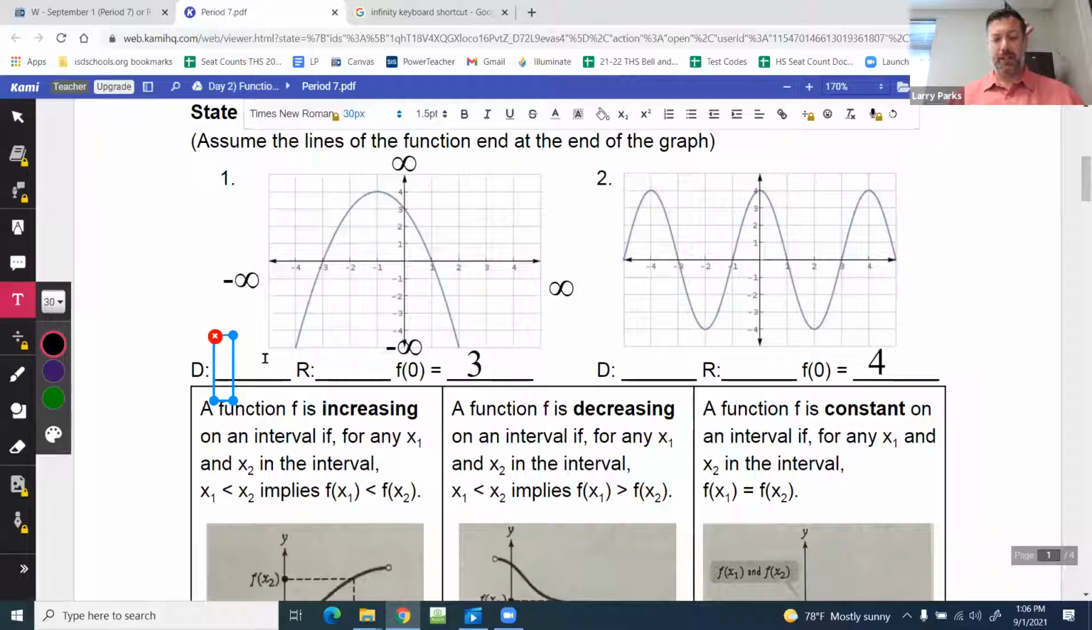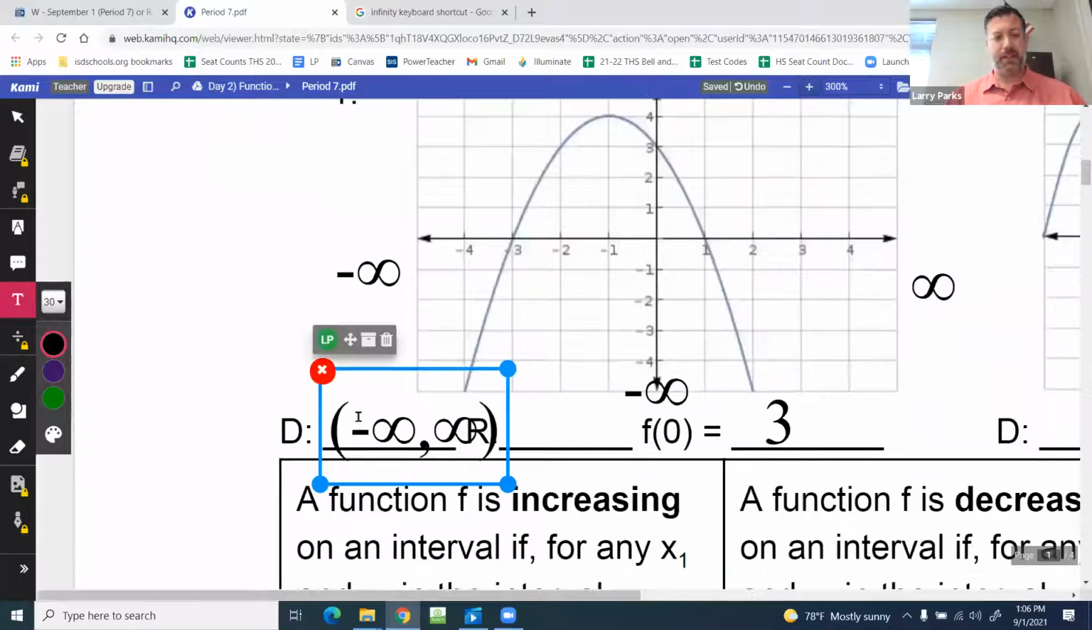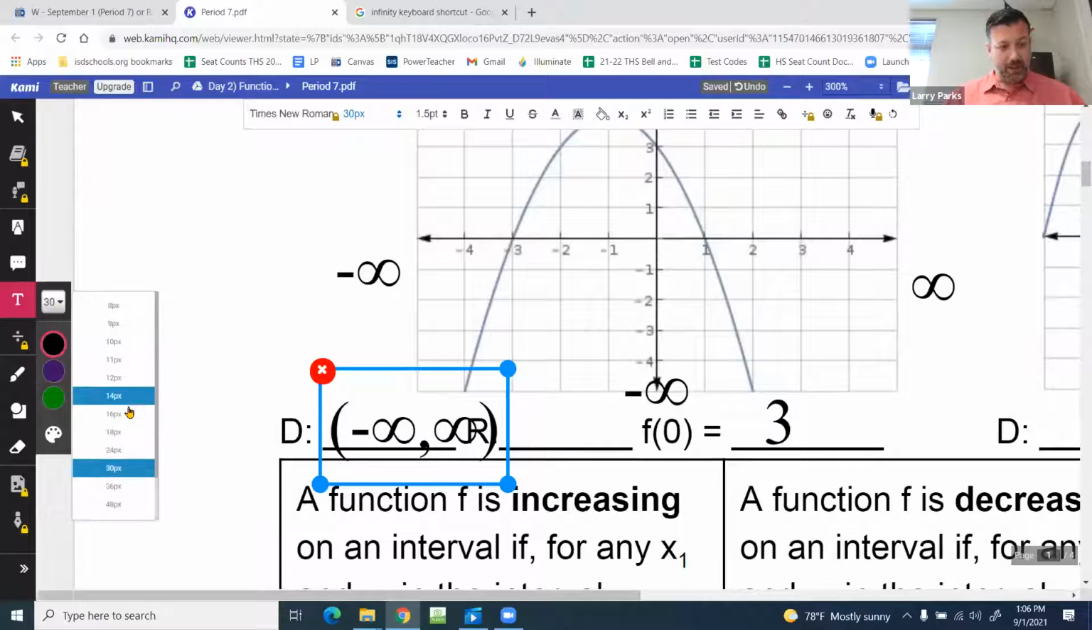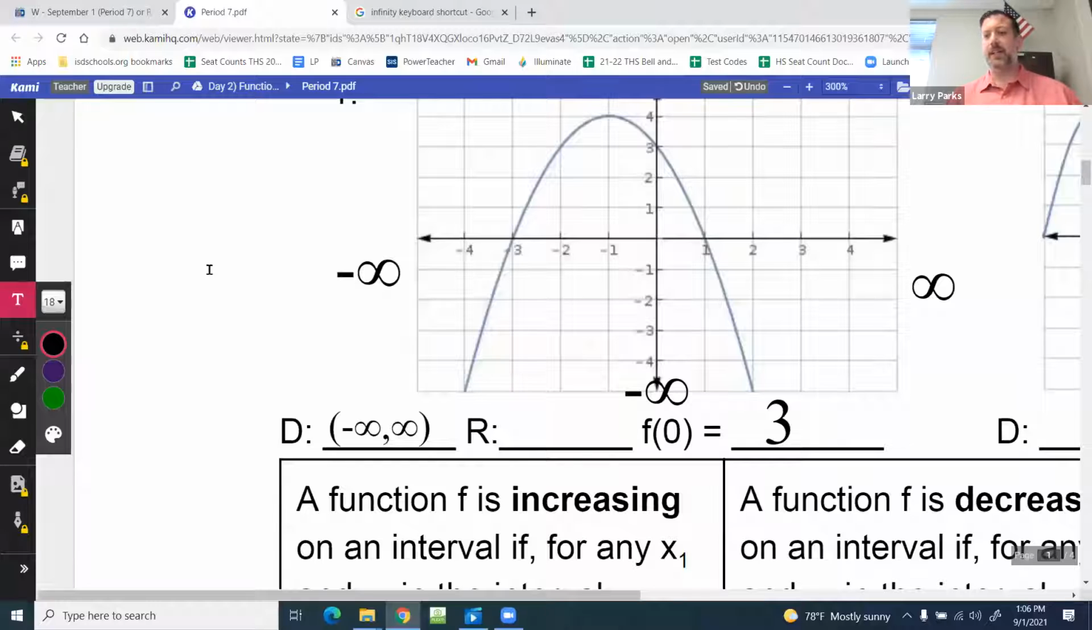So that's what I would put here. I'd put negative parenthesis, negative infinity to infinity. A little bit, make it easier to see. Change that a little bit. There we go. That's how you write interval notation.